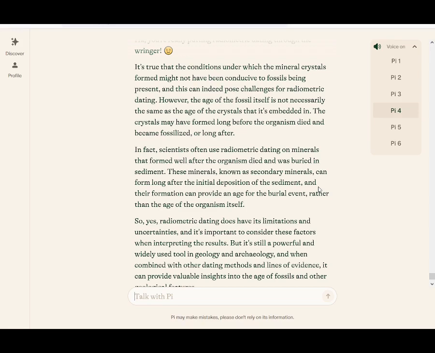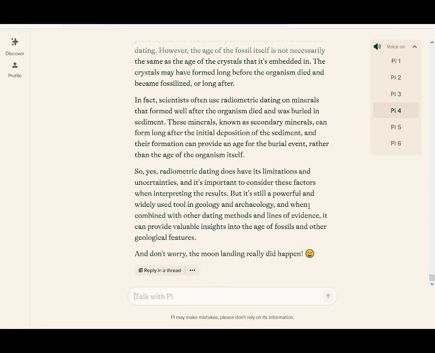So, yes, radiometric dating does have its limitations and uncertainties, and it's important to consider these factors when interpreting the results. But it's still a powerful and widely used tool in geology and archaeology, and when combined with other dating methods and lines of evidence, it can provide valuable insights into the age of fossils and other geological features.